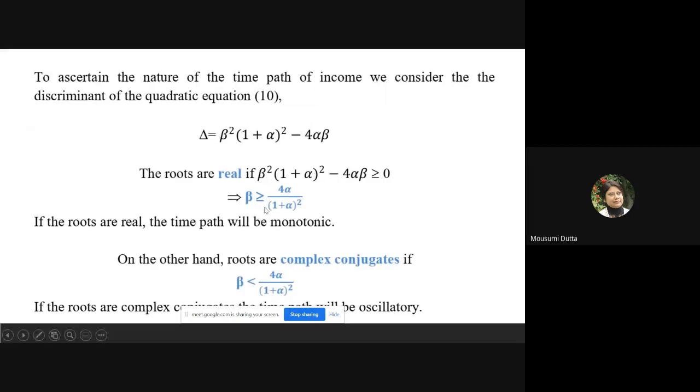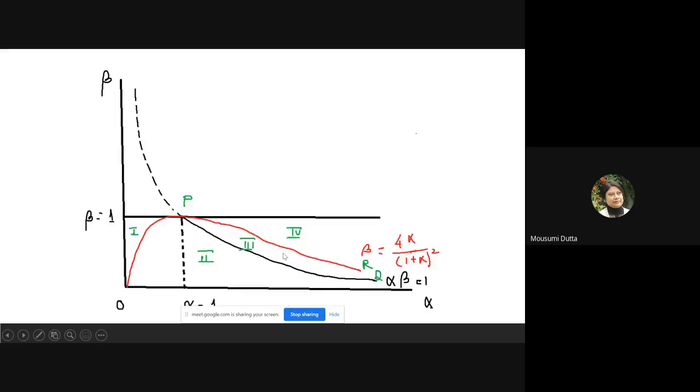So whenever beta is greater than or equal to 4 alpha by (1 plus alpha) whole square, that is, the roots are real. They may be distinct, they may be repeated. In that case, the time path will be monotonic. As long as beta is greater than or equal to 4 alpha by (1 plus alpha) whole square, the time path will be monotonic.